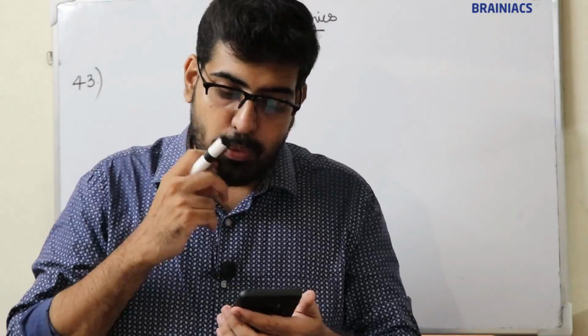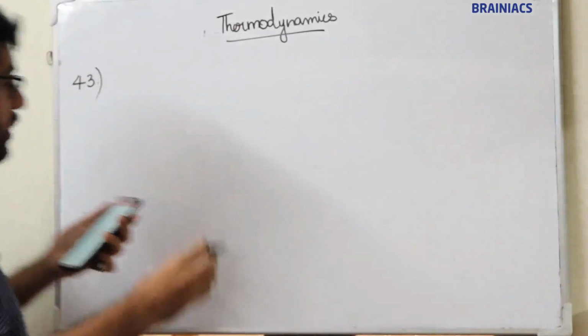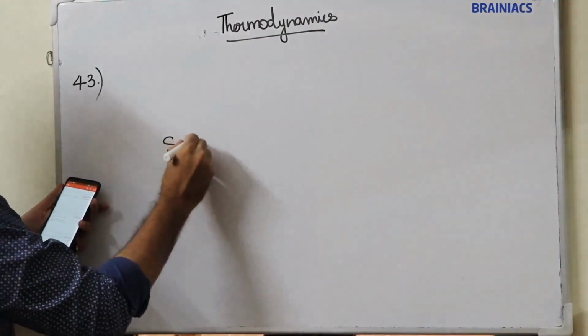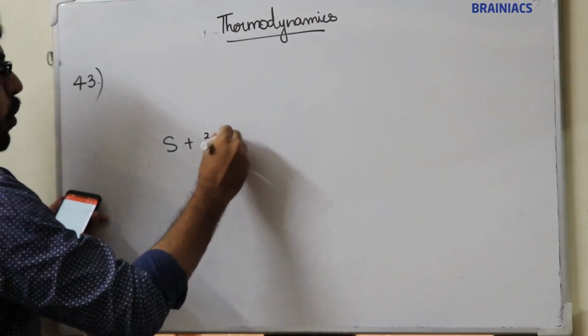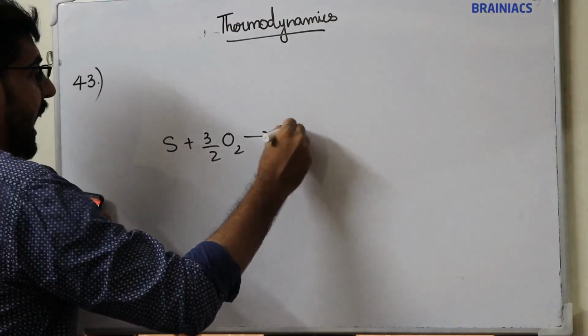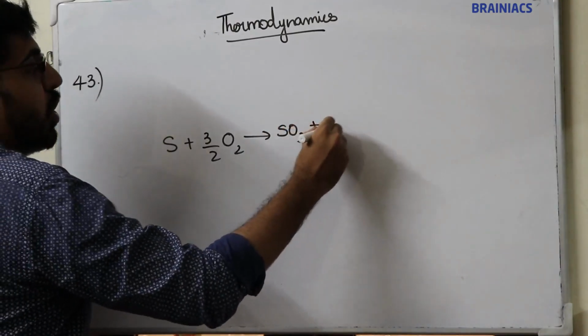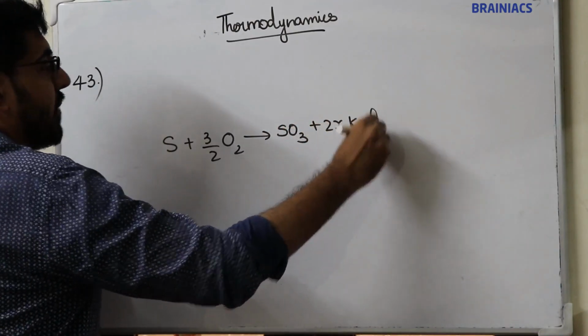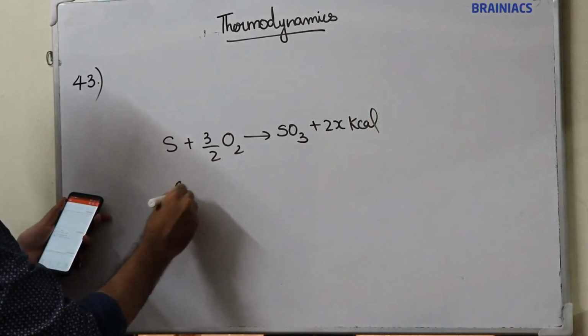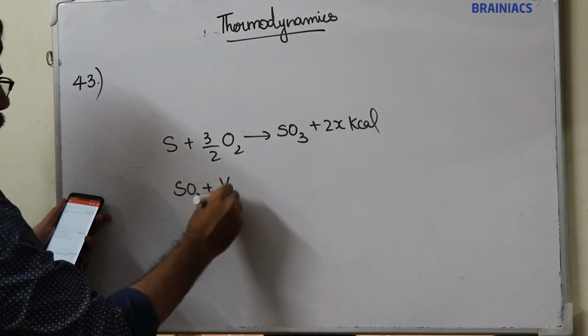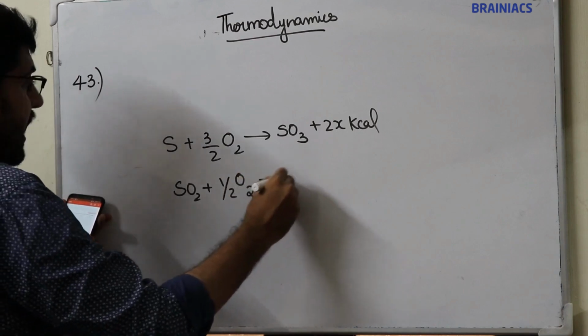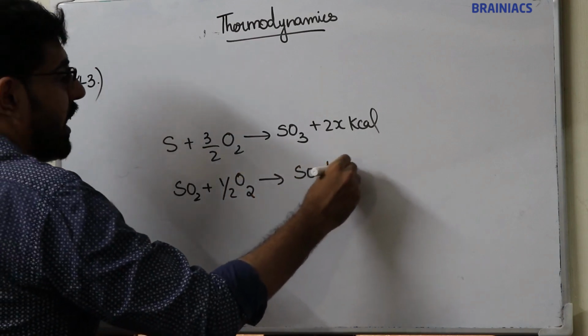On to question number 43. In a reaction, S plus 3 by 2 O2 giving SO3 plus 2x kilocalories, and SO2 plus half O2 giving SO3 plus y kilocalories.